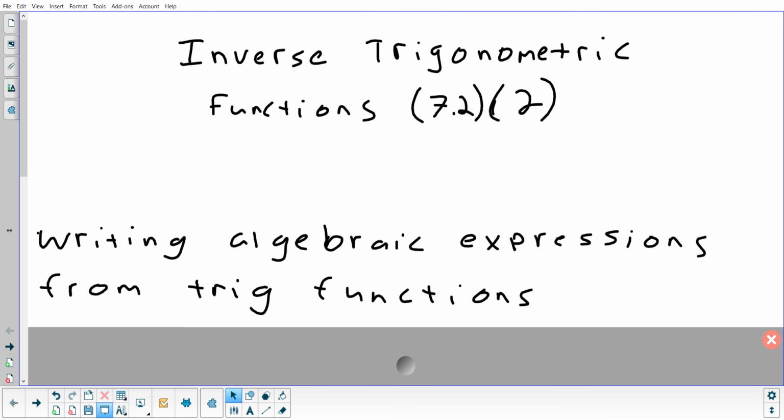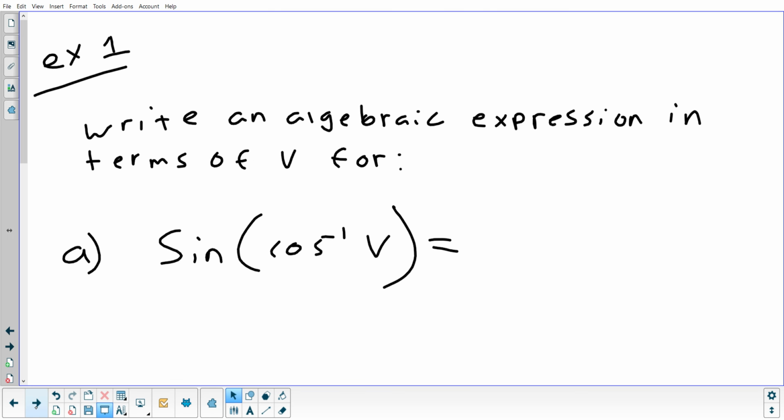So algebra can involve adding, subtracting, multiplying, dividing, squaring, square rooting, variables. Algebra can have any of that. What an algebraic expression cannot have is trig. If it's a pure algebra expression, you can't have a sine or a cosine in it. Nothing like that. So I'm going to show you how you can get rid of trig functions in a situation like that.